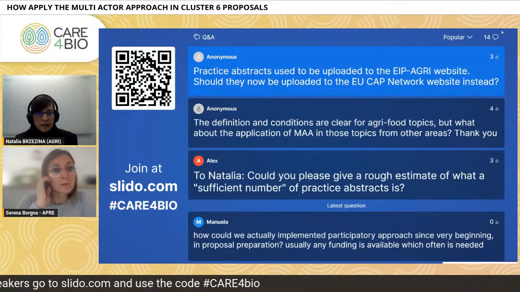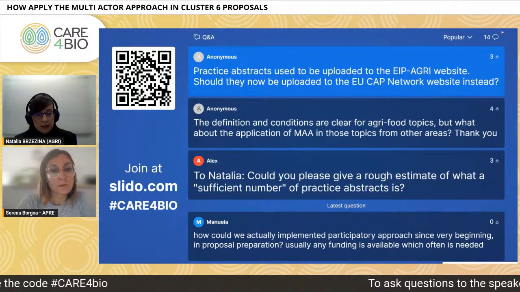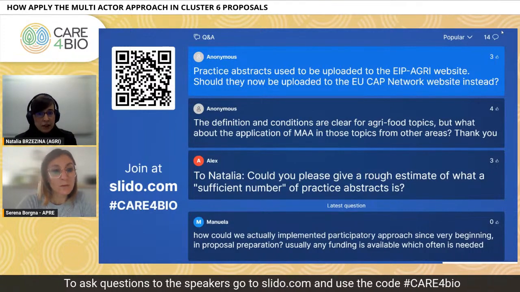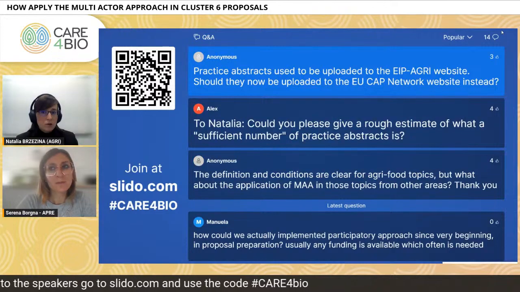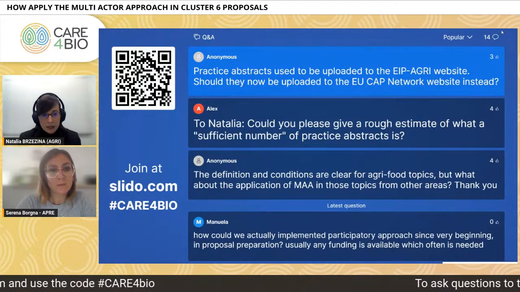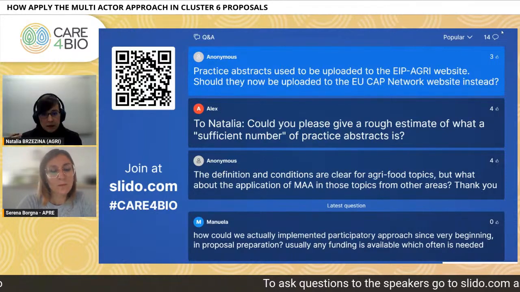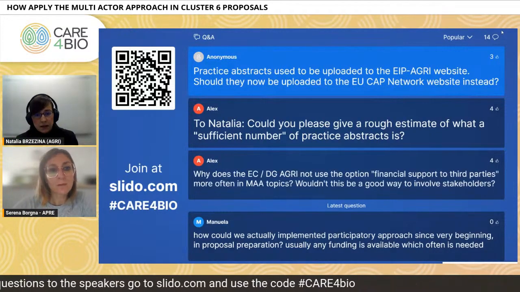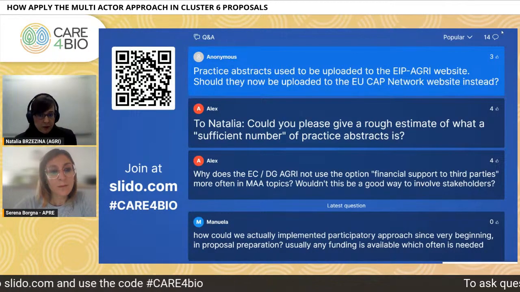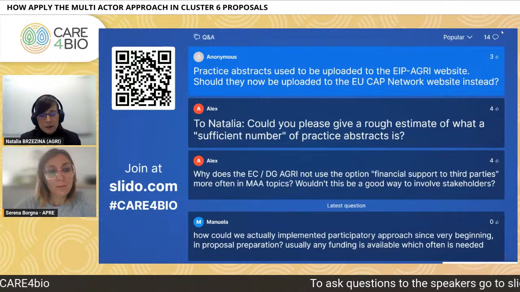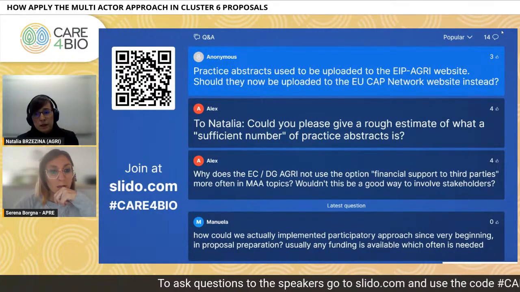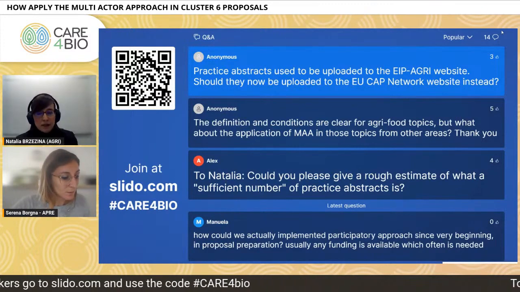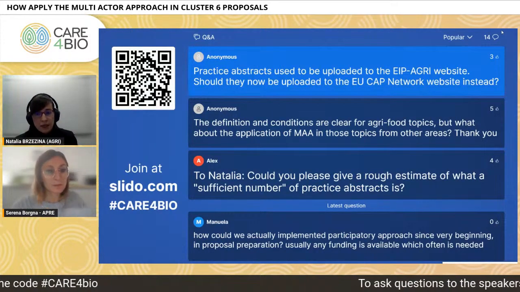And we are now working in the background on refreshing the database with the projects, but also on a new database that contains all the practice abstracts. In addition to the database, we will develop a web-based tool that translates the Excel file into a really easy web-based tool. And once we communicate to you, we will move to the new EU CAP Network website with the web-based tool and with the database.